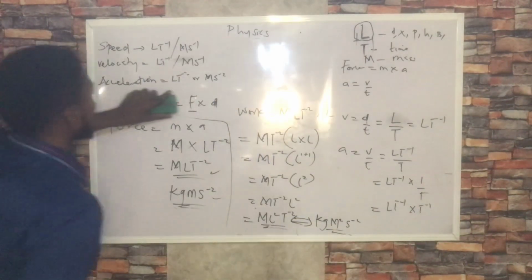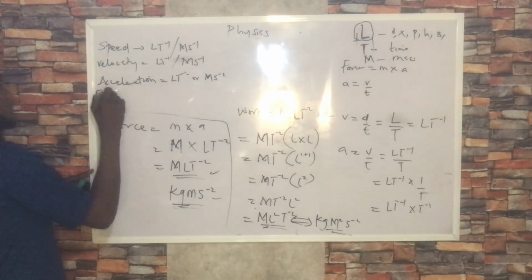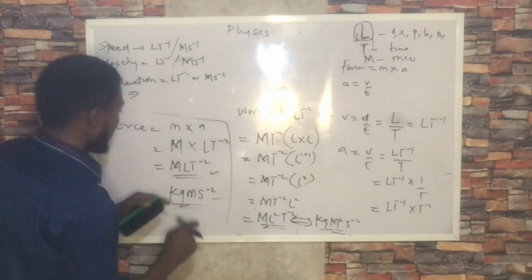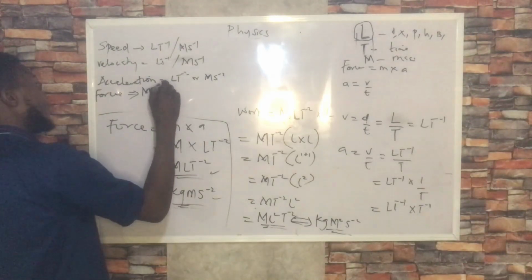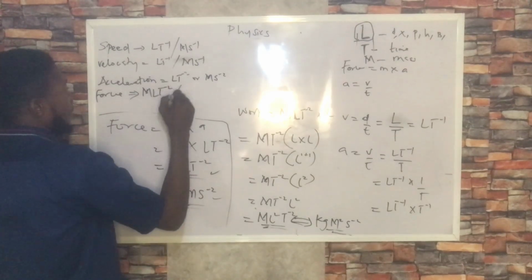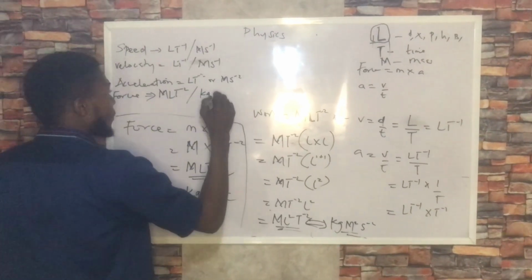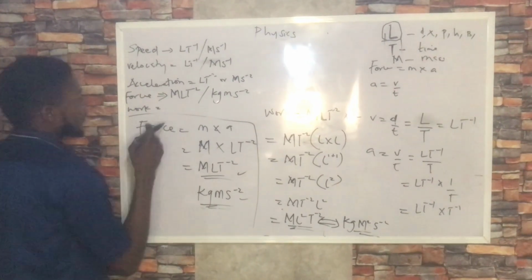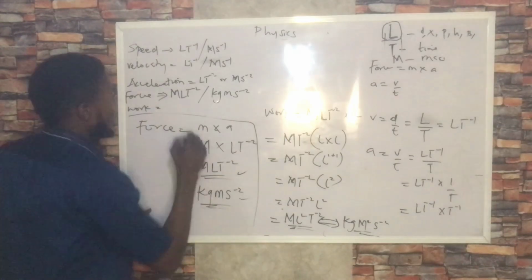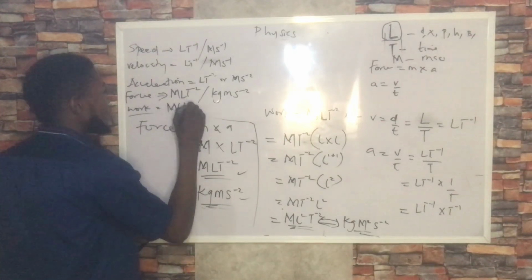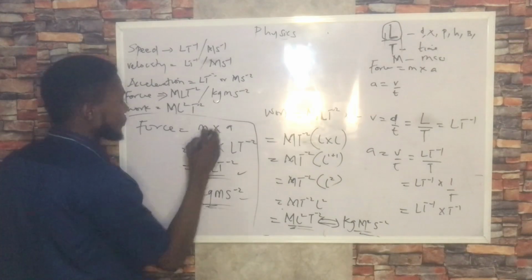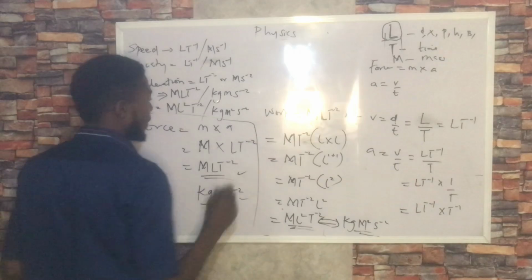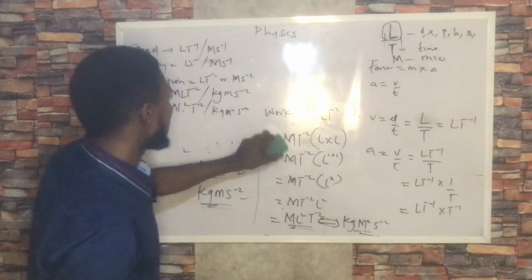So now let's simply put that into our equation. Our force is M L T raised to minus 2, or kg m s raised to minus 2. Work is going to be M L squared T raised to minus 2, or kg m squared s raised to minus 2. So that is it. Now you can as well proceed to solving others.